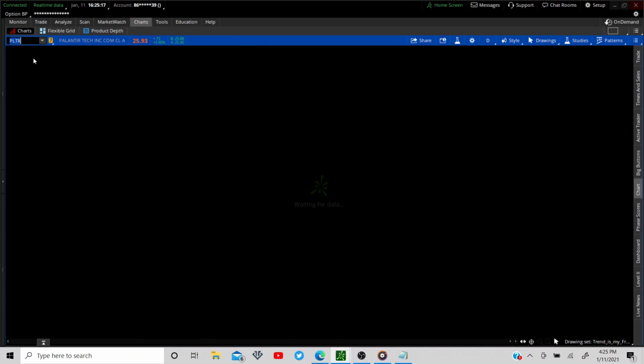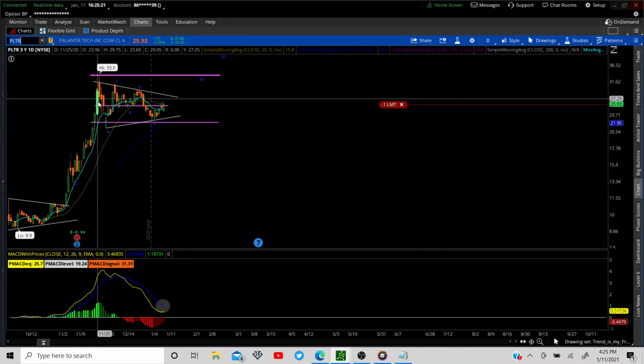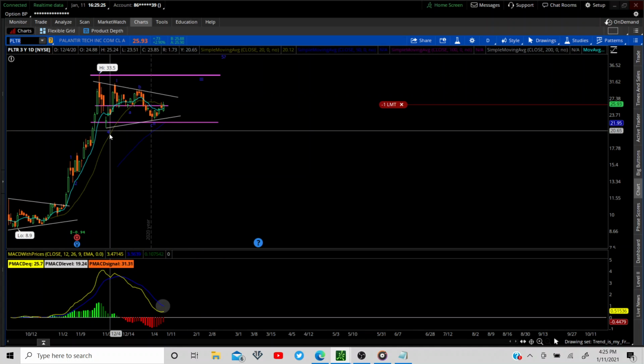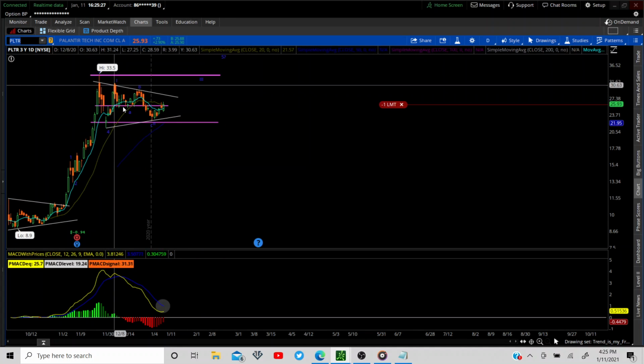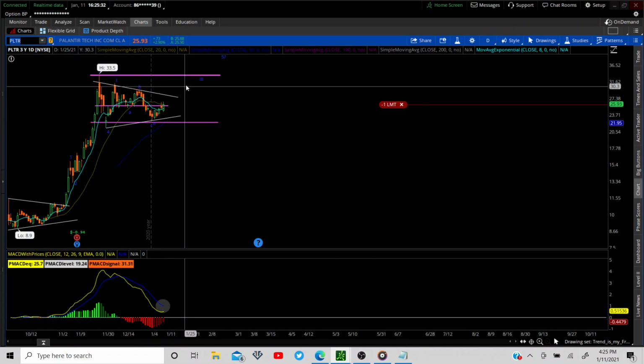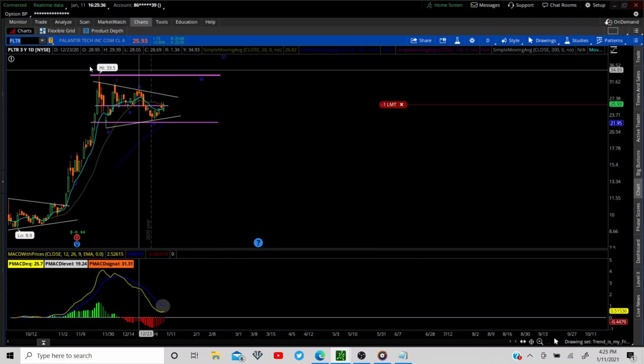PLTR. We have this huge move. We're on a wave 4 and what I now believe is a wave 5. So we have our minute wave 1, ABC correction, 2, and now we're starting to work our way up in the primary wave 5.